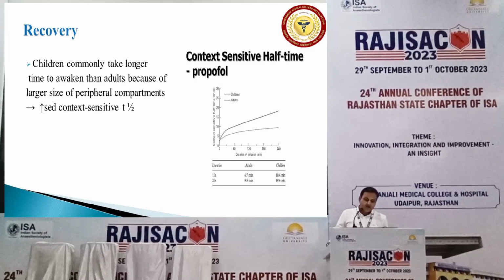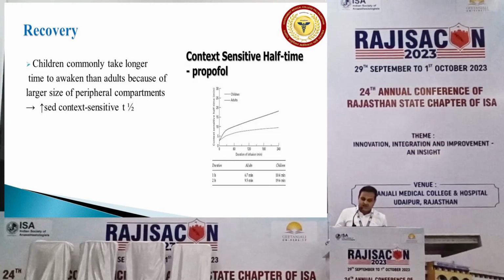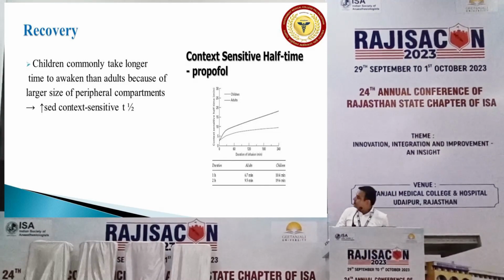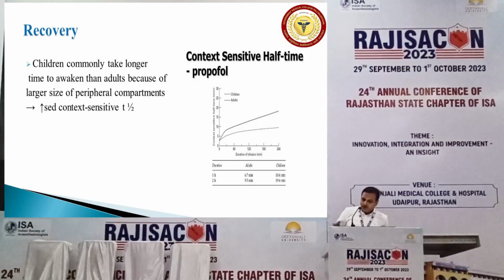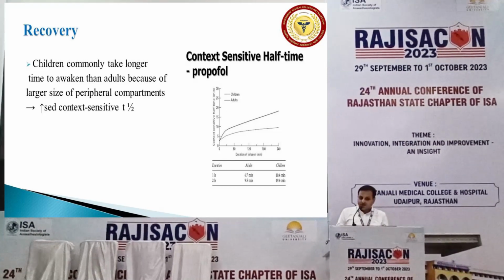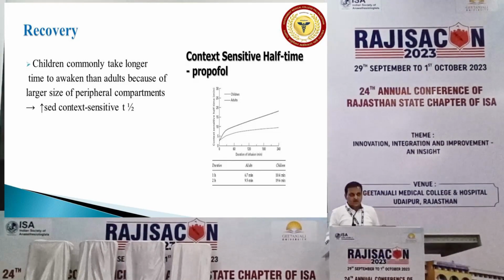Recovery in children commonly takes a longer time to awaken than in adults because of the larger size of the peripheral compartment that leads to increased context-sensitive half time. As we can see, in the upper line for children, the children have a higher context-sensitive time, so there is a delay in the recovery.